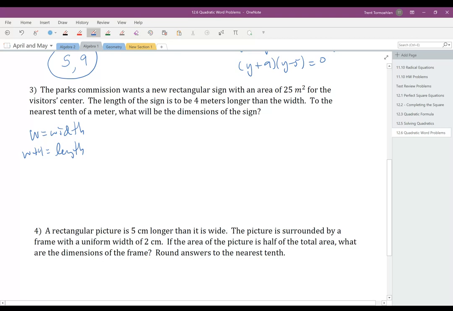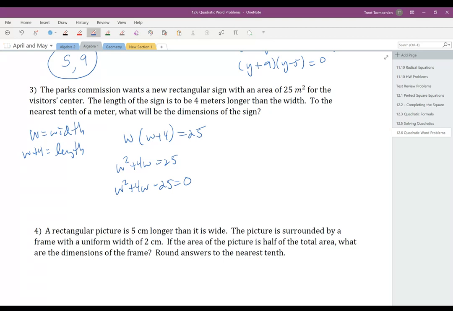And it just says the area has to be 25, so our equation is very simple. Length times width, because it's a rectangle, equals 25. So W squared plus 4W equals 25. W squared plus 4W minus 25 equals 0.